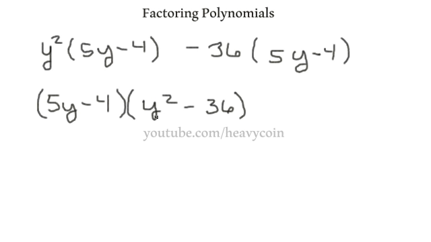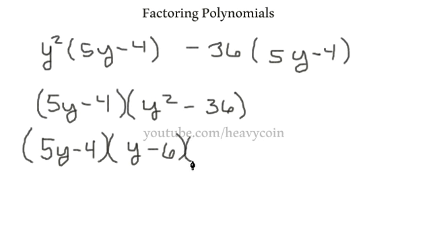Now this part right here falls under factoring binomials, because there's two terms here. And I do have a section on just factoring binomials. But to factor this, we're going to write y minus 6, y plus 6, and of course if you multiply these two together you should get y squared minus 36.